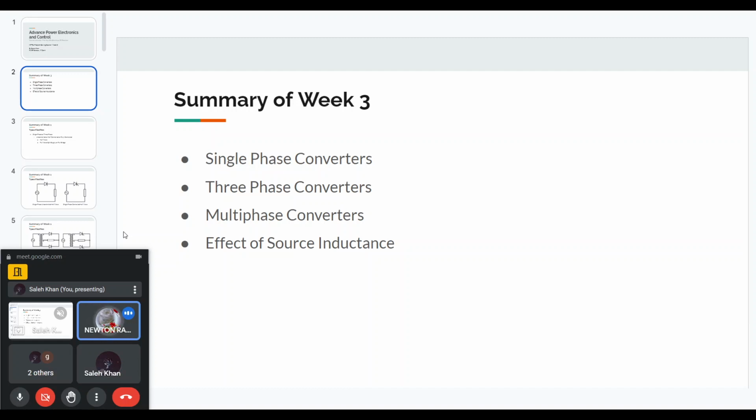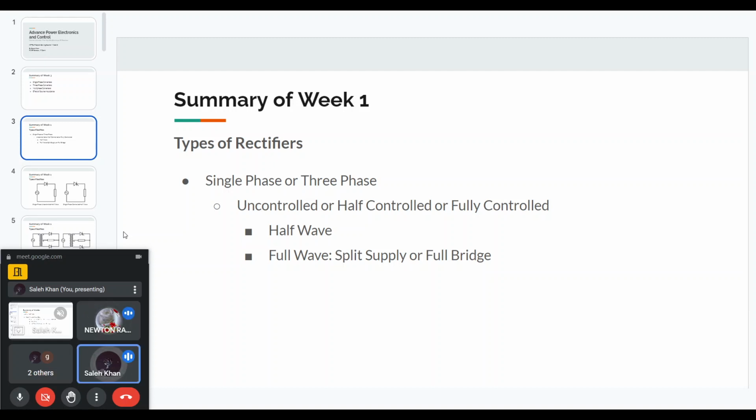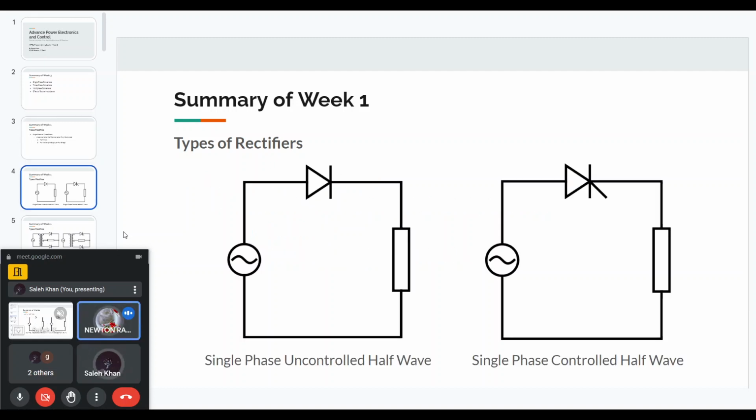I was just summarizing what was taught in the week. So there was single phase, the different types of rectifier circuits. For example, these are the half wave rectifier circuits. You can have uncontrolled on the left with only a diode and controlled on the right. These are called half wave because they will conduct during the positive voltage, and the negative voltage they cannot conduct.